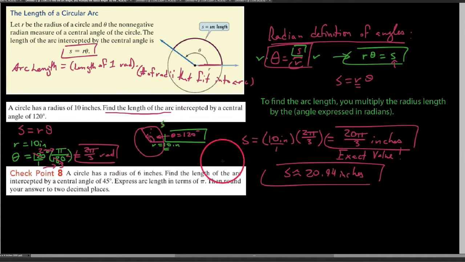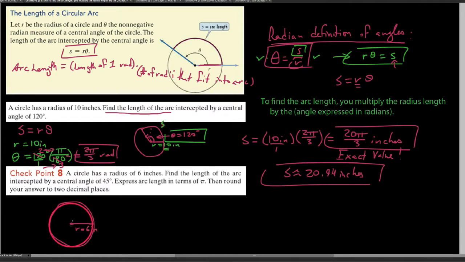Now I want to try this again, and we'll take a look at checkpoint 8 here. It says a circle this time has a radius of 6 inches. So we say here's our central angle. Our radius is 6 inches. Okay. It says find the length of the arc intercepted by a central angle of 45 degrees. And remember to express arc length in terms of pi this time, and then round our answer to 2 decimal places like we did on the last one.